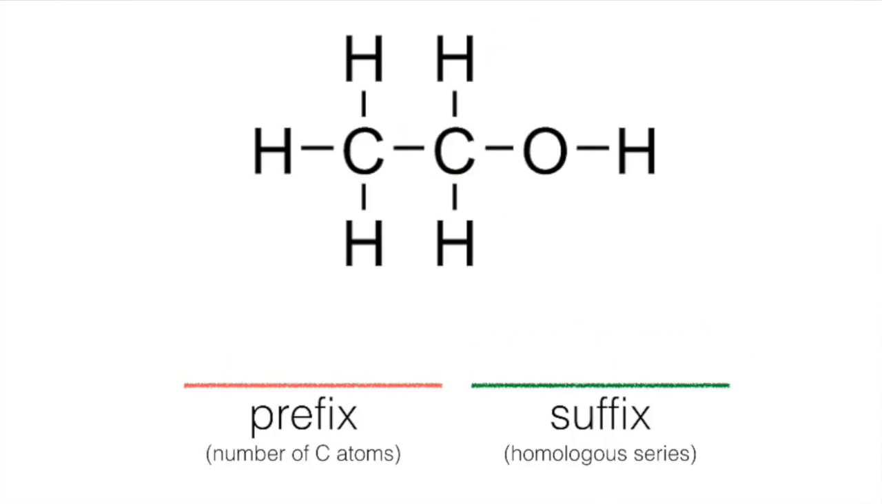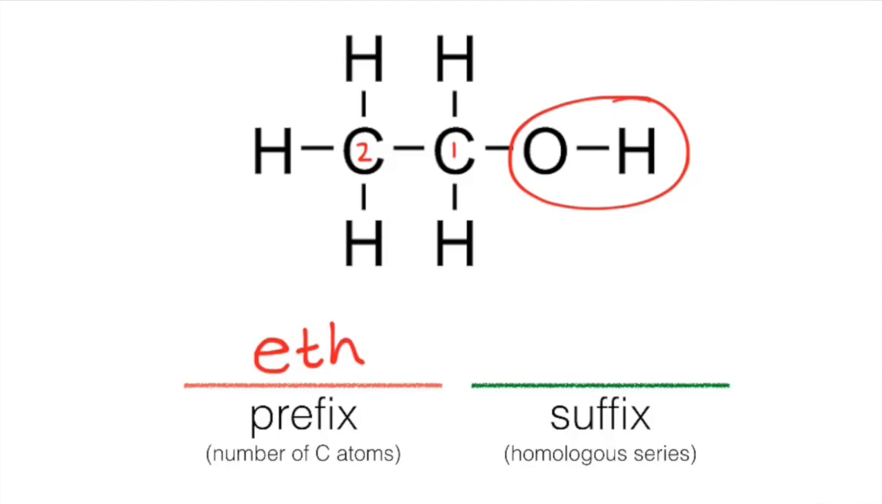And then finally this compound, again we number the carbon chain from right to left because that carbon holds the hydroxy functional group. There are 2 carbon atoms, and so the prefix is eth. That OH functional group means it belongs to the alcohol homologous series, and so the suffix is -anol, and so the name of this compound is ethanol.